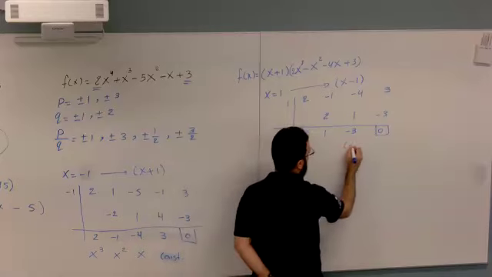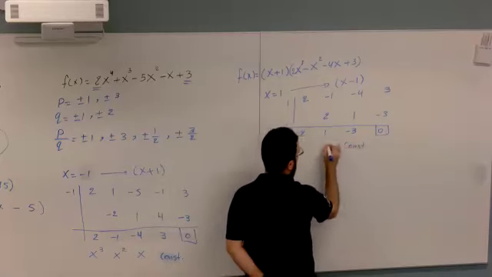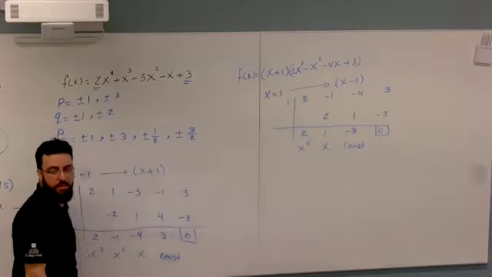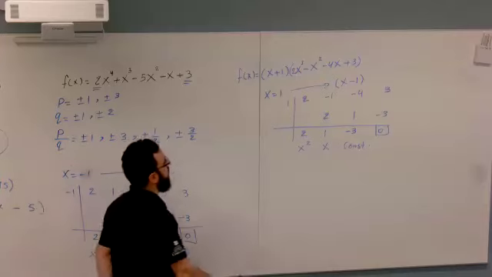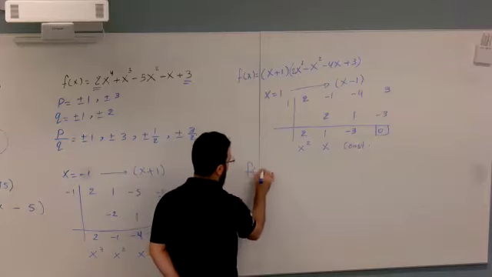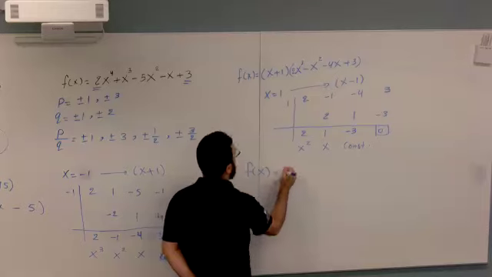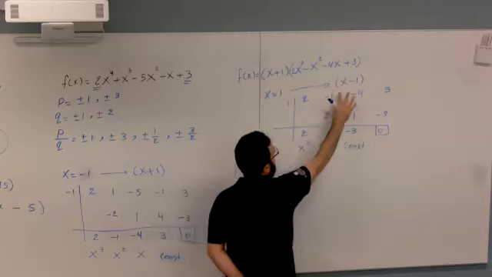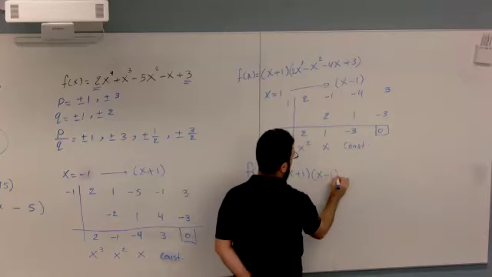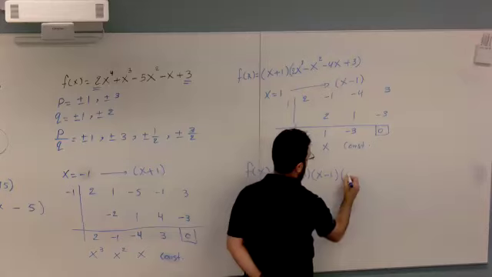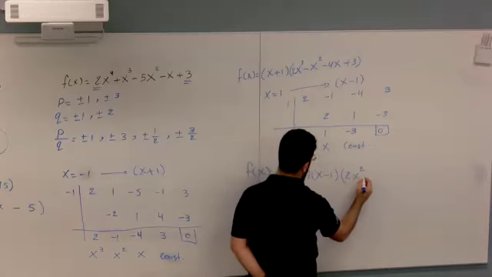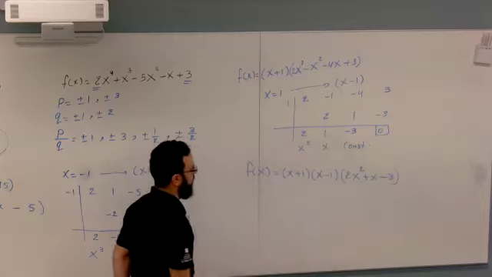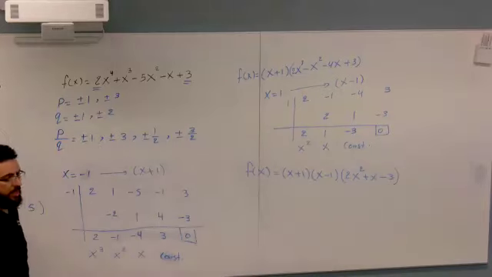In this case, this one is the constant, x, and this one is x squared. So the new polynomial is going to be, don't forget this one, it's a +1. And the new factor is, and what's the left? 2x squared plus x minus 3. Is that okay?